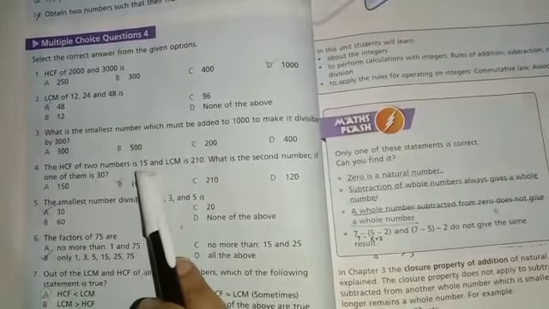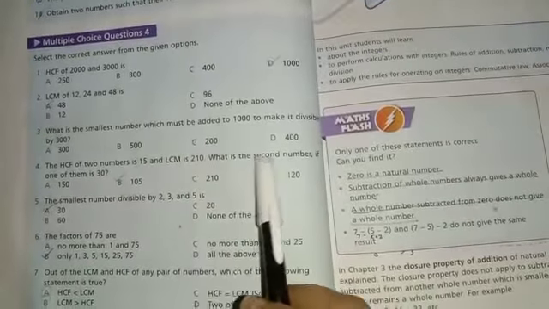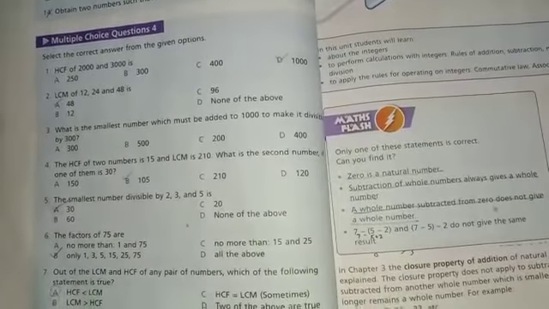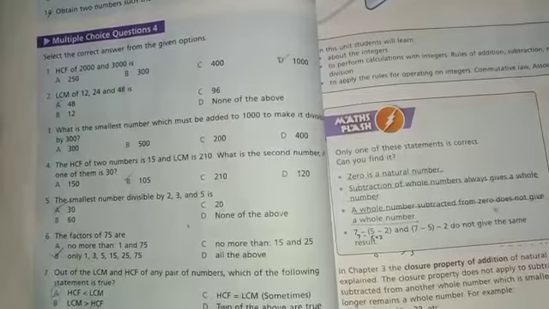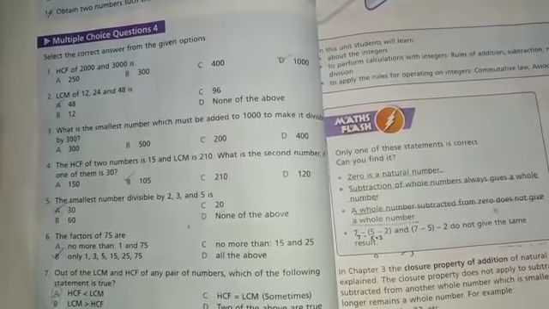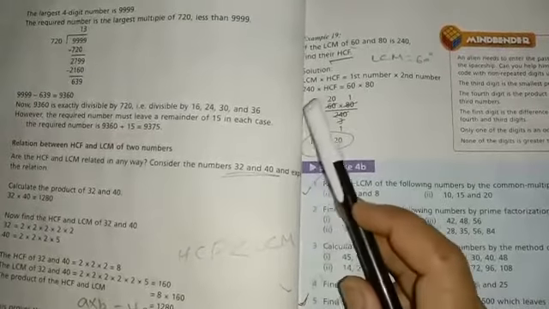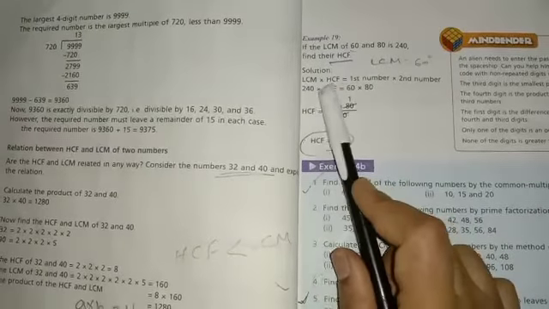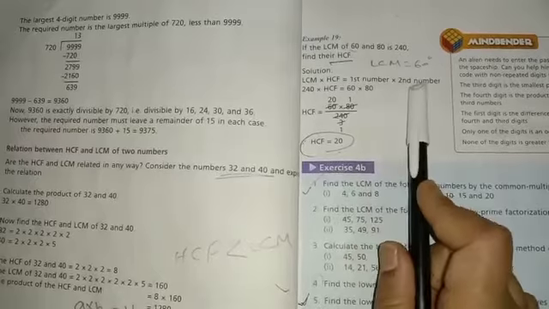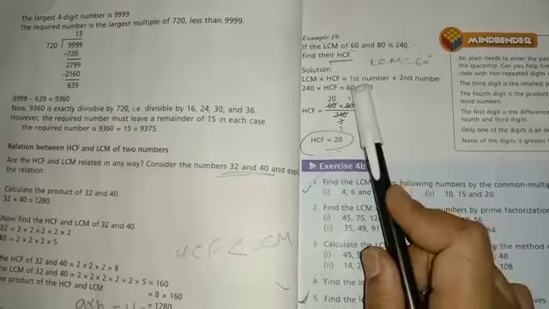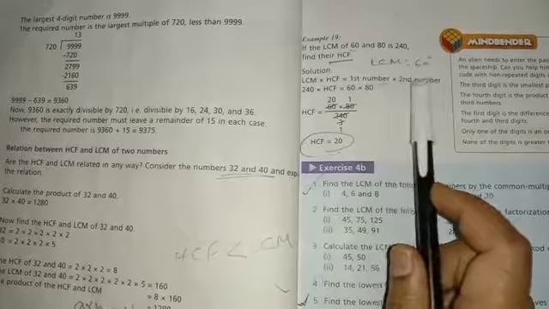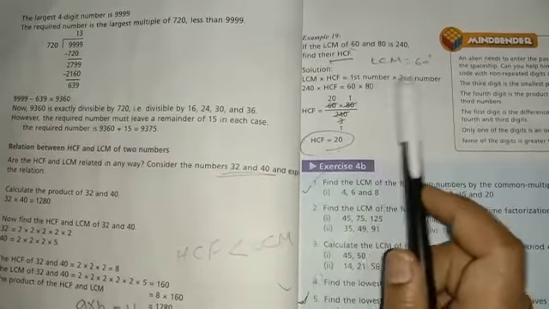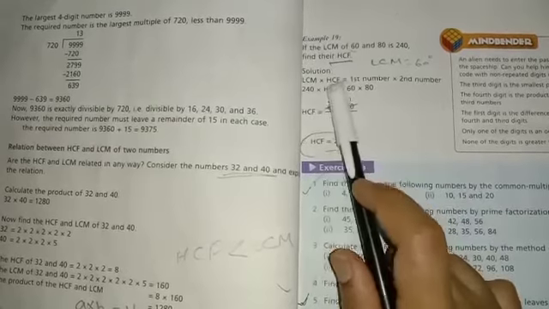The HCF of two numbers is 15 and LCM is 210. What is the second number if one of them is 30? In this MCQ, a simple formula will be followed. LCM multiplied by HCF is equal to the first number multiplied by the second number. If you multiply both numbers, the product will be equal to the product of LCM and HCF.